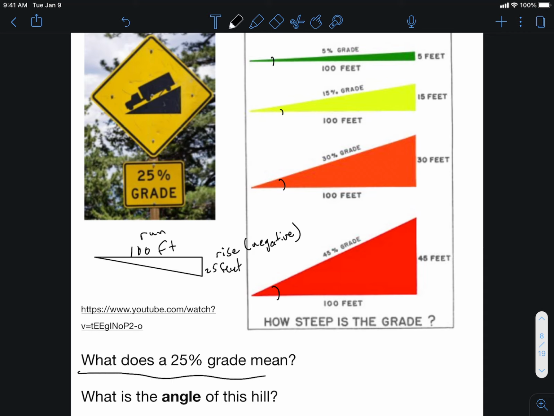Okay, so I'm going to do the calculation based off of this question. What does the 25% grade mean? That's the explanation I just provided, right? For every 100 feet that you drive down this hill, it's dropped 25 feet from the original height. That's what this means, 25% grade, right?